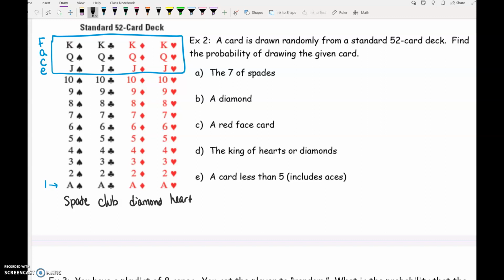One card is randomly drawn from a standard 52 card deck. Find the probability of drawing the 7 of spades. So, the 7 of spades, that's one thing we want out of 52 cards total. So 1 divided by 52, we have 0.02 if we round, 0.02 chance. That's a 2% chance of drawing the 7 of spades.